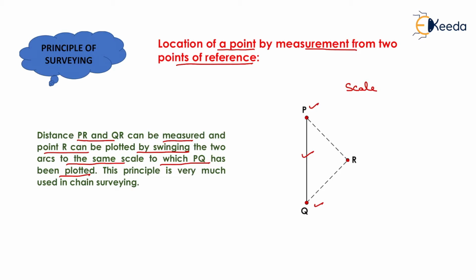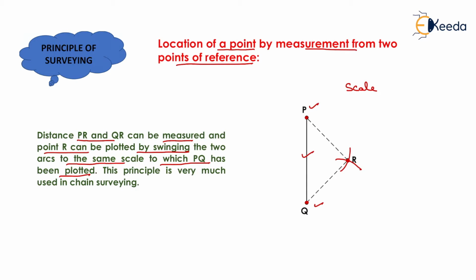Now after measurement of distance on the ground, that is PR and QR, we need to convert this distance PR and QR according to our scale, and we will swing the two arcs first like this. From P we will mark an arc like this, and from Q we will mark another arc like this. Now at the intersection point of these two arcs, we will get our third point, that is R point. So in this way we had marked, or located, point R.